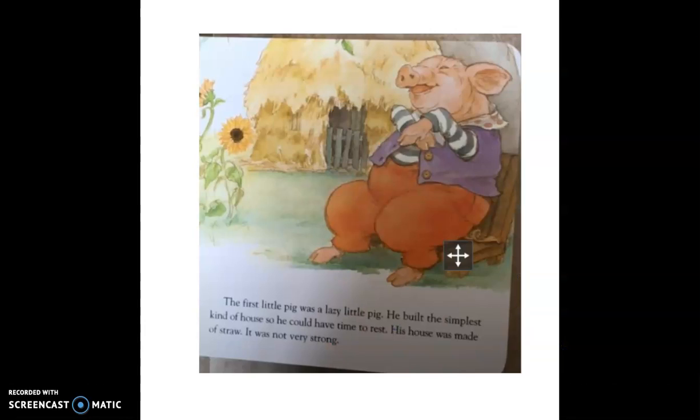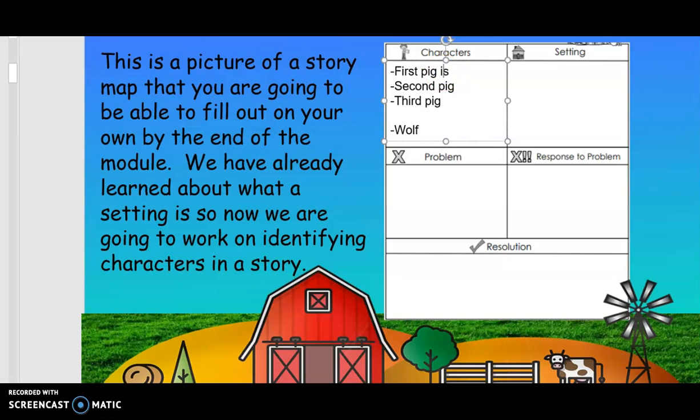Okay, take a look here. The first little pig was a lazy little pig. He built the simplest kind of house so he could have time to rest. I heard a word that described that pig. Did you? I heard the word lazy. I'm going to go back and put it on my story map. Now what I'm going to do is write "lazy." That's just an easy way for me to keep track of that.